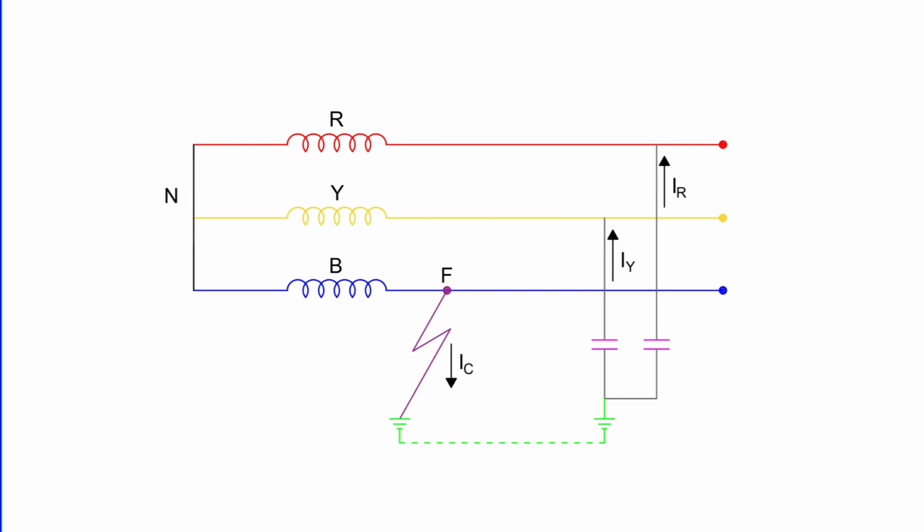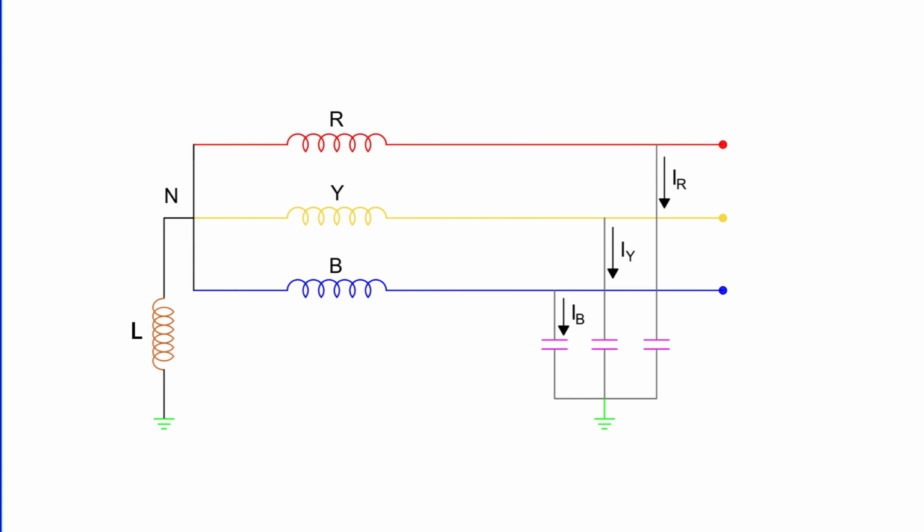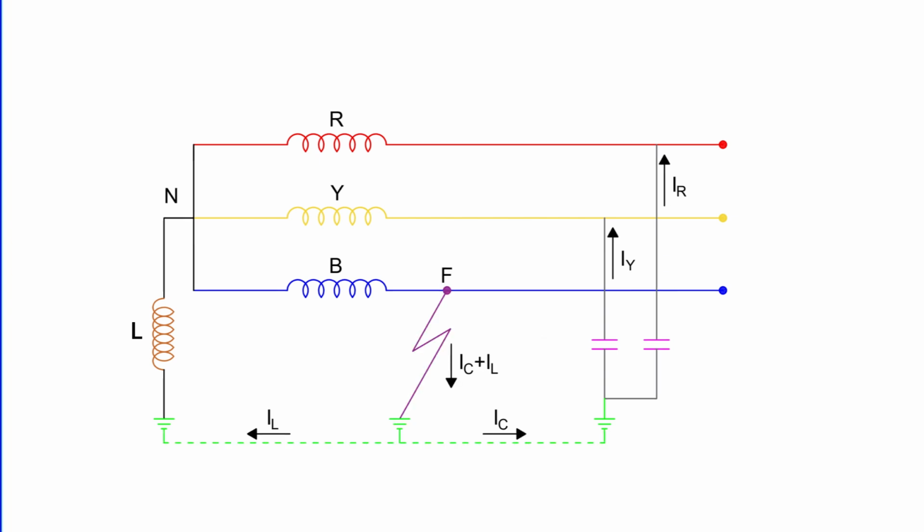We've already seen that capacitive currents are responsible for producing arcing grounds. These capacitive currents flow because capacitance exists between each line and the earth. Now, if an inductance L of appropriate value is connected in parallel with the capacitance of the system, the fault current IL flowing through L will be in phase opposition to the capacitive current IC of the system. If L is so adjusted that IL equals IC, then the resultant current in the fault will be zero. This condition is known as resonant grounding.